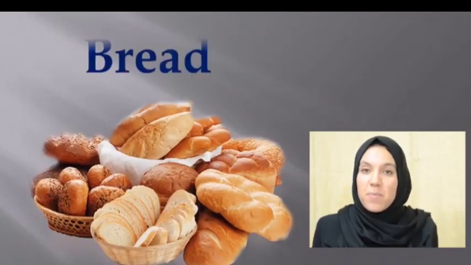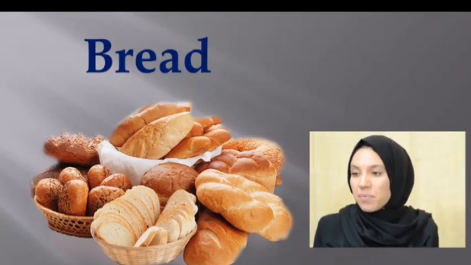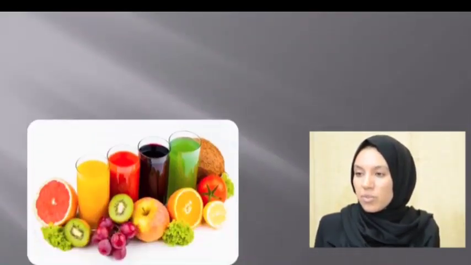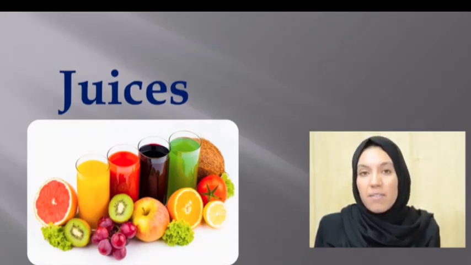Coming to the next picture, we've got radish. And radish, as I said before when we talked about cucumber, most of the time we use it to make salads. So radish is a vegetable. And then we've got bread, and I think this is very obvious. Classify it with cereals or grains, as we said. Moving on, we've got here juices. And here we can see different types of juices. So juices are going to be classified in the category of drinks, of course.